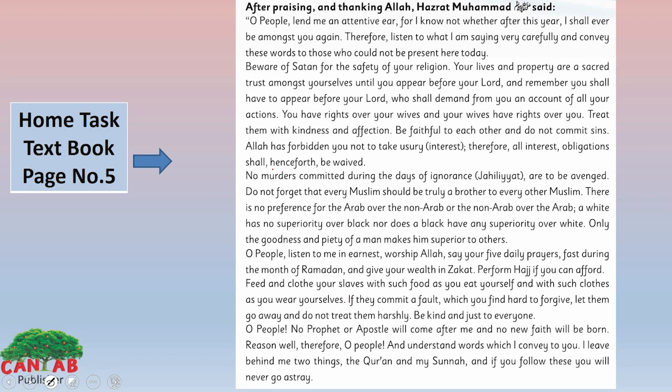Dear students, this is also your home task from page number 5 of your unit number 1. You need to find out all the singular, plural forms of nouns. Dear students, this is your home task from your textbook, page number 5. You need to find out the irregular nouns from here. Just read it and underline all the irregular nouns, singular and plural, both.